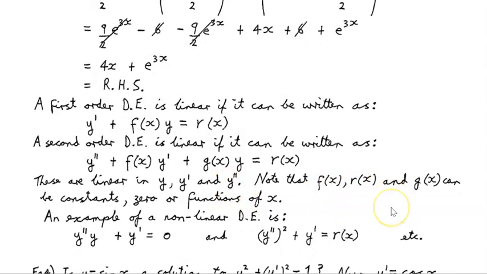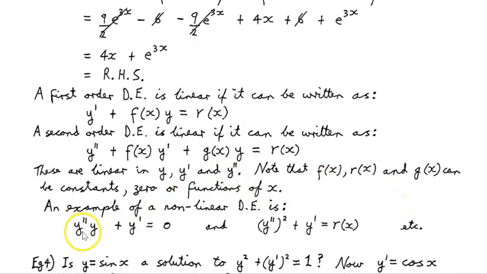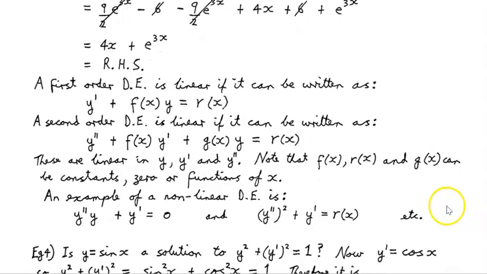An example of a nonlinear differential equation is y double dash times y, notice these are multiplied together, plus y dash is equal to 0. It's nonlinear because the first term is the second derivative times the value y. So it's not linear. Y double dash squared is the same thing. It's to the power of 2 there. It's y double dash times y double dash. It's not sitting individually by itself. Plus y dash is equal to r of x, and so on. Nonlinear because of the square.